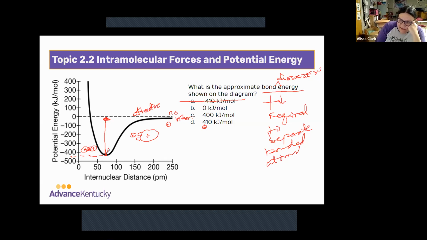And I agree, it's wonky. I don't like it. But the idea is this is the energy of the system when they're bonded together. How much energy are we going to put in to pull those atoms apart? And so the answer we would have picked is D.